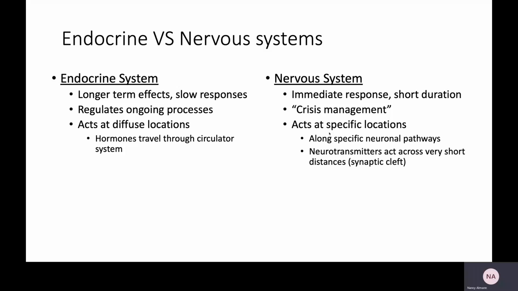So the chemical messengers will be the hormones, and those hormones are going to be secreted into the circulatory system and will travel all the way around the body until they get to their target cell, which may be at a very distant point from where the gland secreted the hormone.